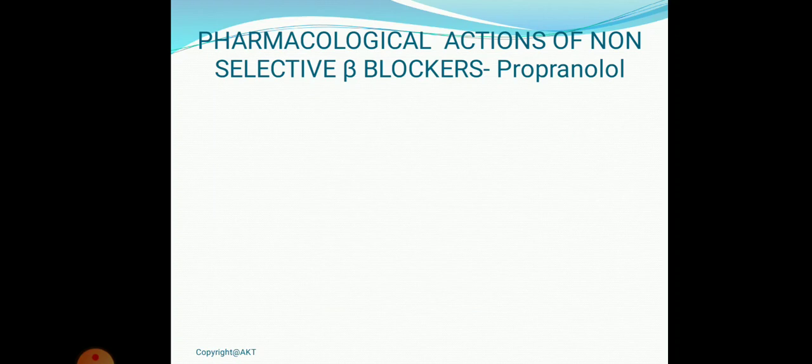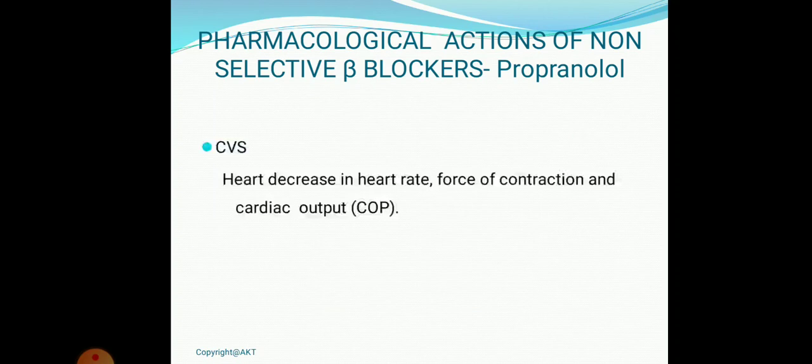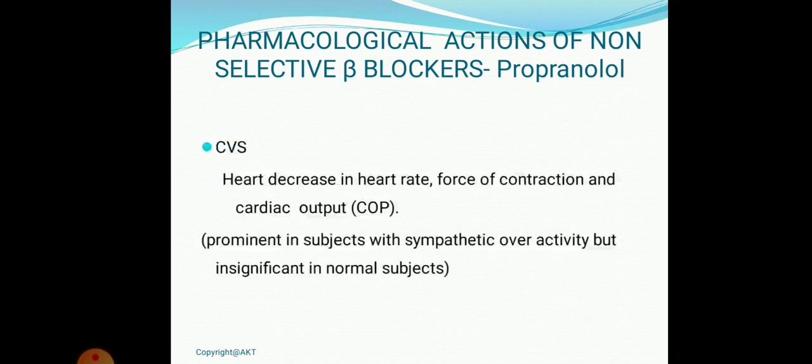Pharmacological actions of non-selective beta blocker is being selected, that is propranolol, so that all the actions due to blockade of beta receptor can be discussed. Cardiovascular system, they tend to decrease the heart rate, force of contraction, cardiac output, but it is not prominent in the normal individuals. It is prominent in individuals with a sympathetic overactivity.